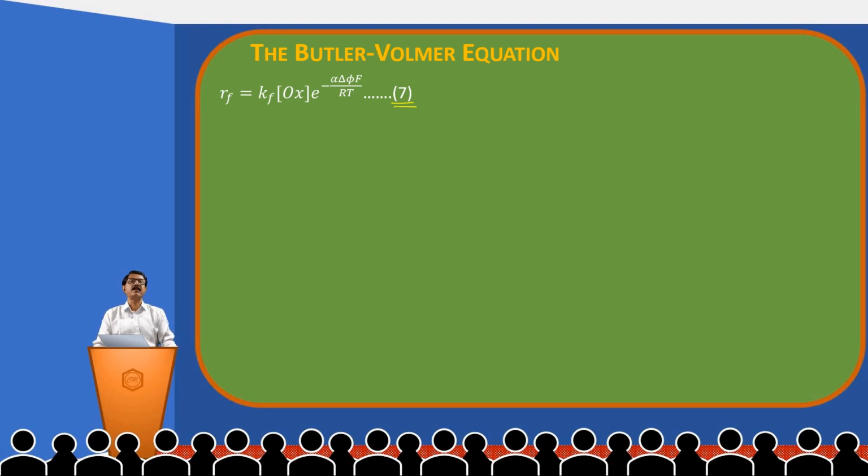When this quantity is multiplied by the charge per mole of positive charges, that is Faraday, we obtain the electronation current density. Electronation means reduction, therefore we say that the cathodic current density IC is equal to F into Kf into concentration of oxidized species multiplied by e raised to minus alpha delta phi F by RT. That is equation 8.